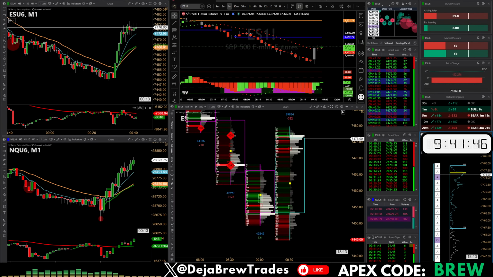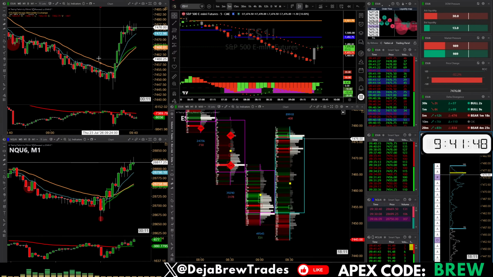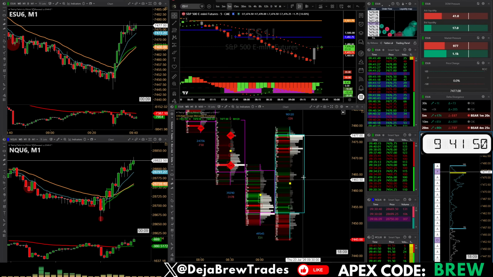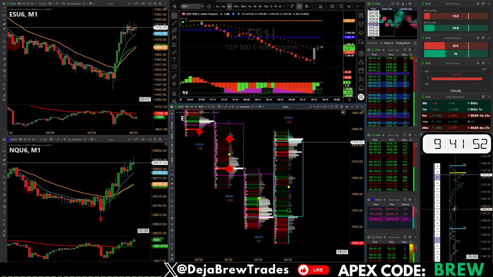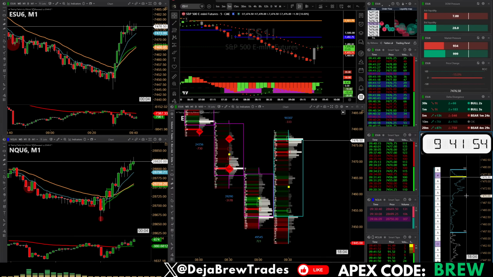I don't use the VWAPs on TradingView. I just use the ones on Addis. On TradingView, I use the anchored VWAPs. The built-in VWAPs are perfectly fine as well.